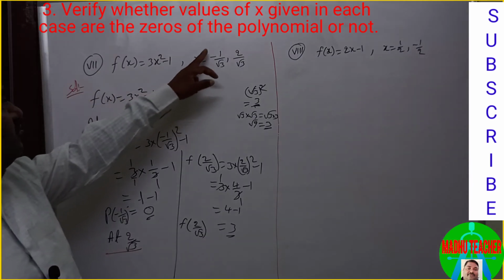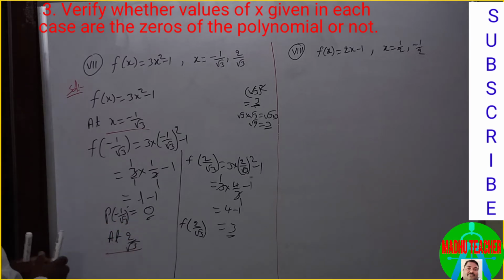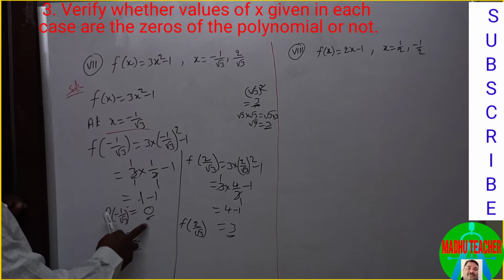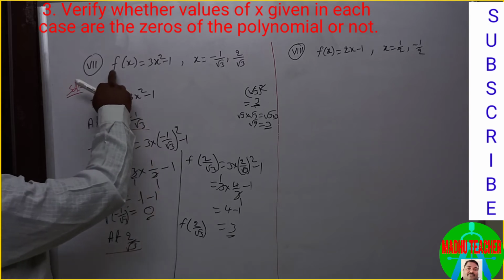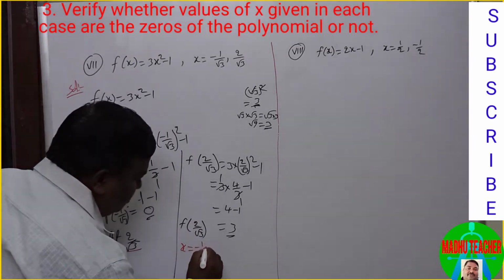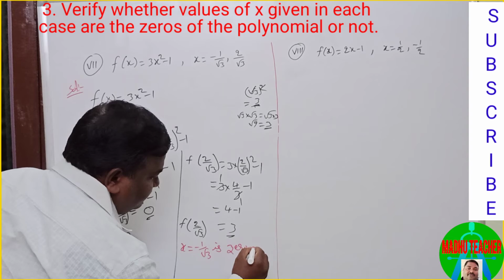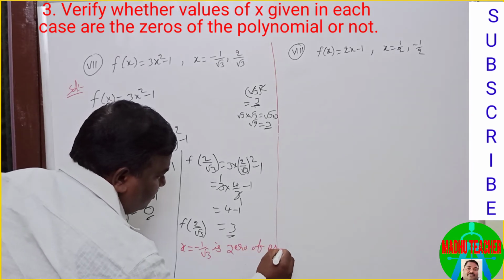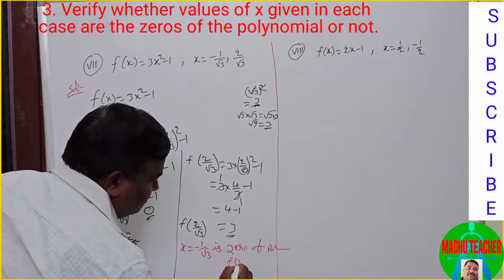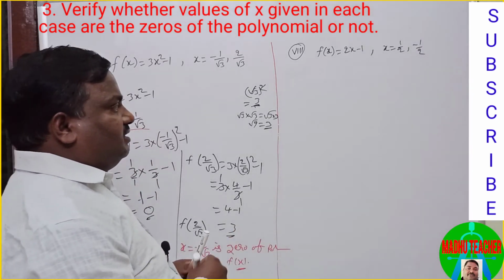At x equal to minus 1 by root 3, we got 0. Therefore, x equal to minus 1 by root 3 is the 0 of the polynomial f of x, that you have to write here. Only x equal to minus 1 by root 3 is the 0 of polynomial f of x, that you have to write in full. Okay, next.